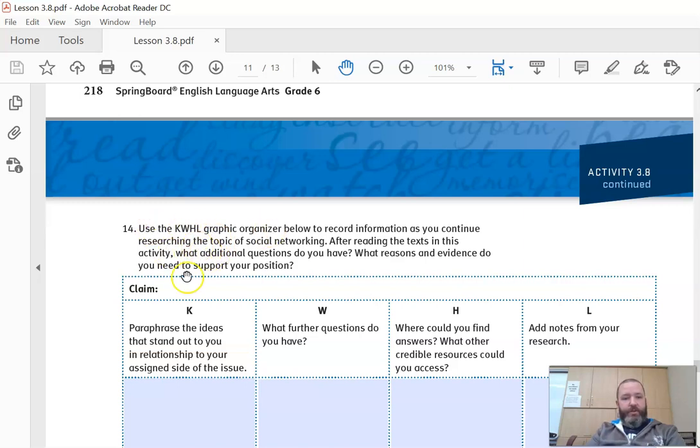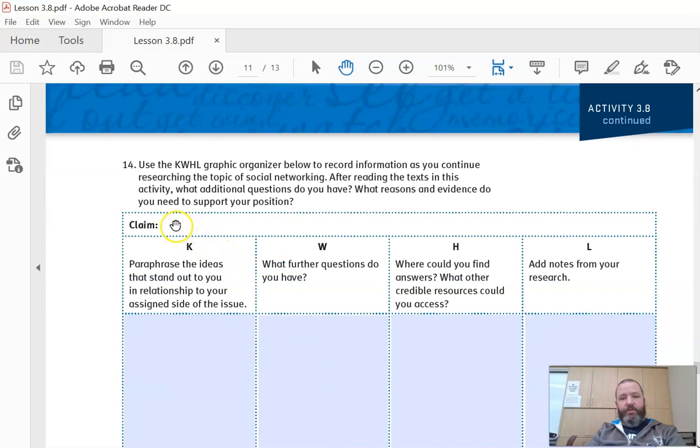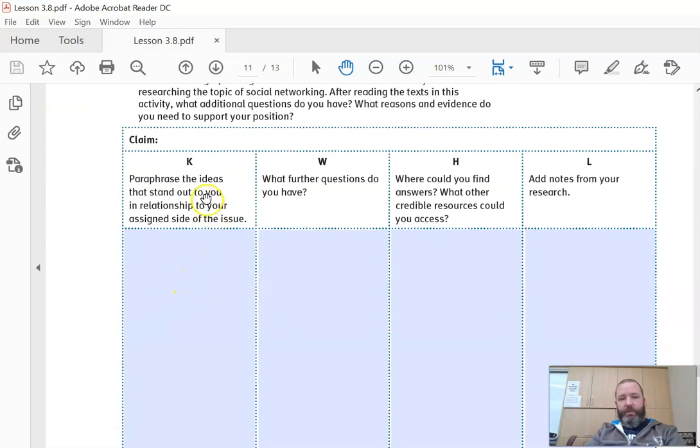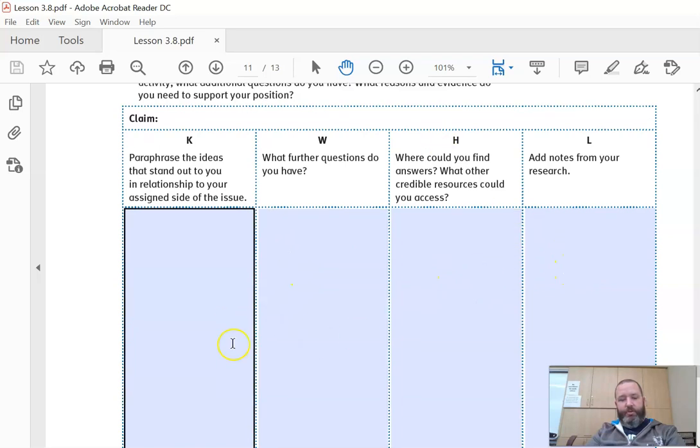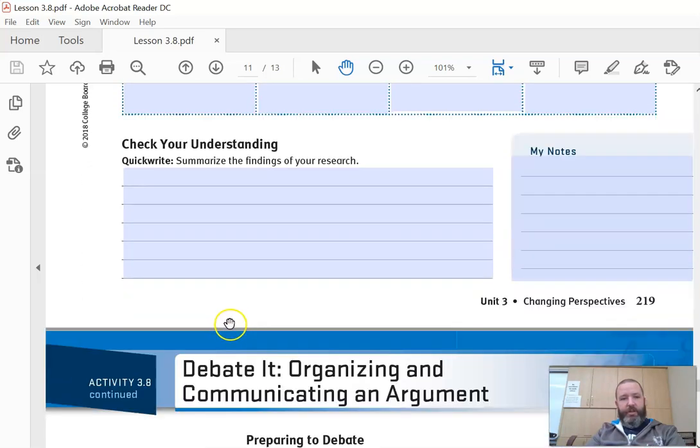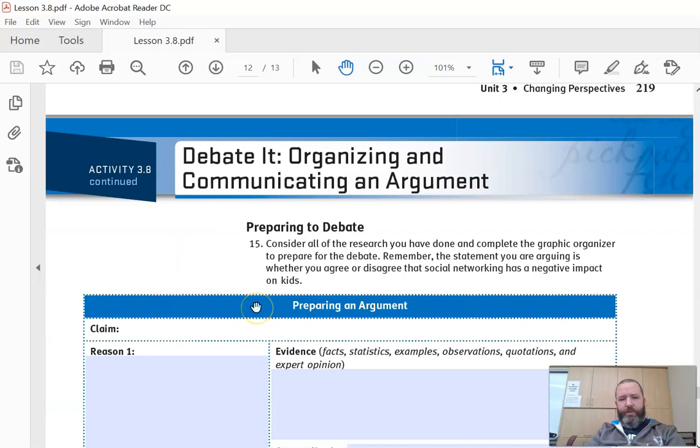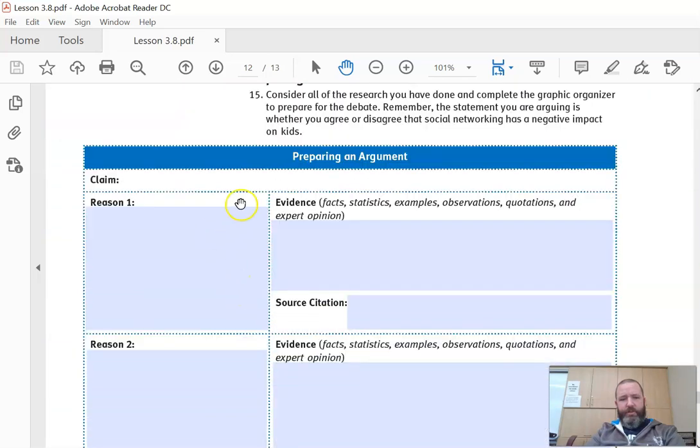So it says, use the KWH graphic organizer to record information as you continue researching. So we have done some research already. So if you're going to choose one or the other, social networking is harmful or social networking is not harmful, something like that, and then provide information that you learned. So what did you already know? What further questions do you have? Where could you find the answers? And any notes from the research that we had above. And then we're not going to do any further research on that, but this is going to help prepare you for this. So also the same claim using those two articles.